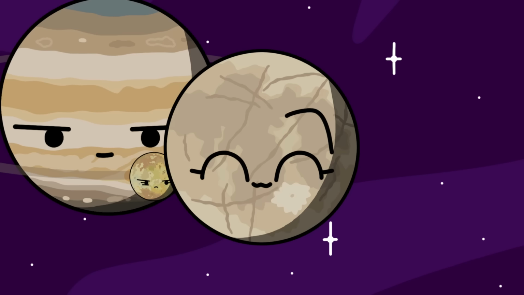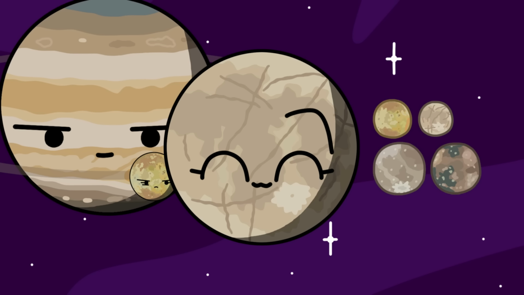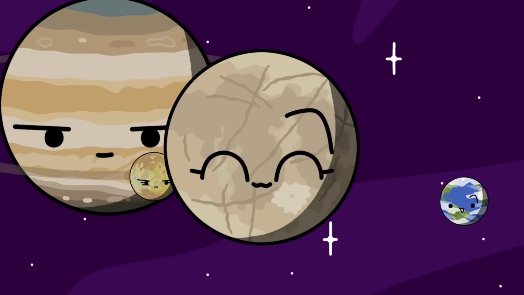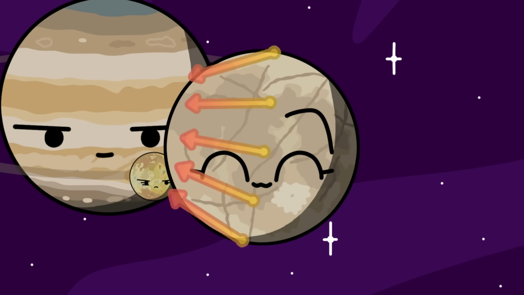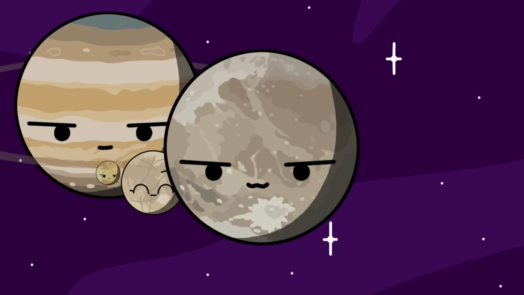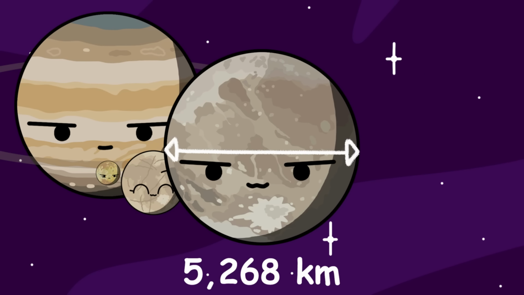The next moon is Europa. Europa is the smallest of the 4 major moons of Jupiter. It has a crust made of water ice and is believed to have a mantle of liquid water. Europa's subsurface ocean is thought to have more water than all of Earth's oceans combined. This ocean is believed to be kept warm by tidal forces from Jupiter and the other moons, plus some extra heat from Europa's interior.